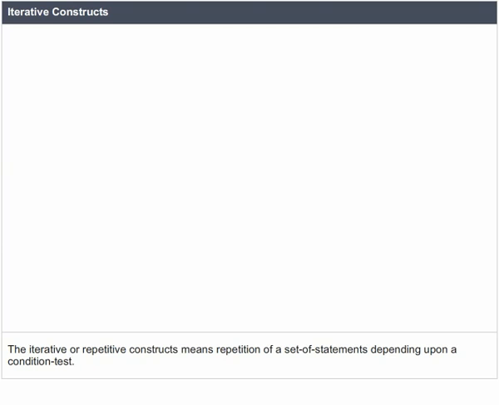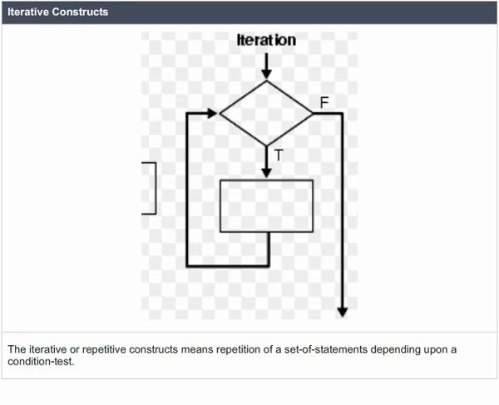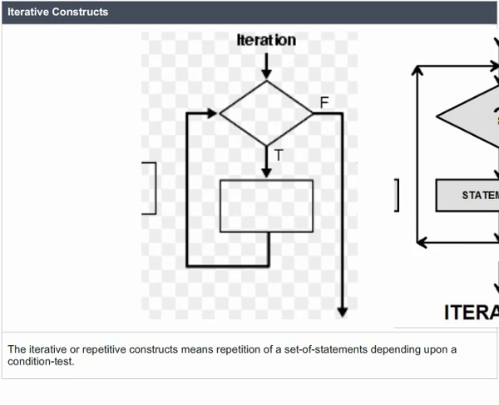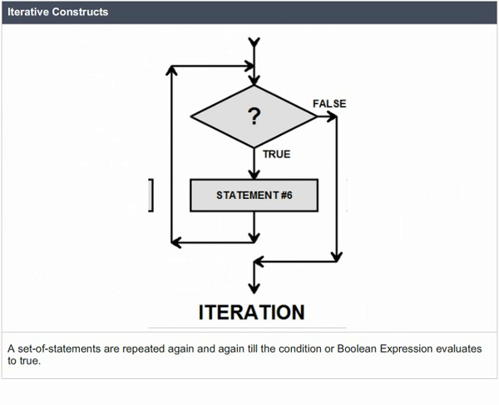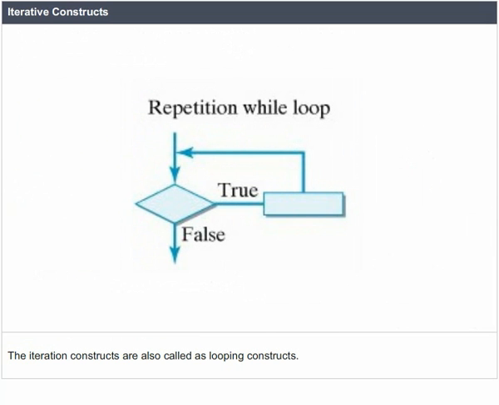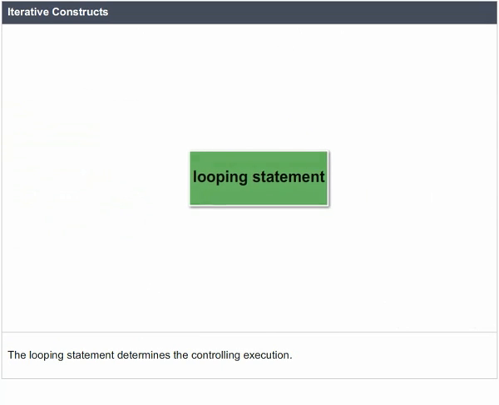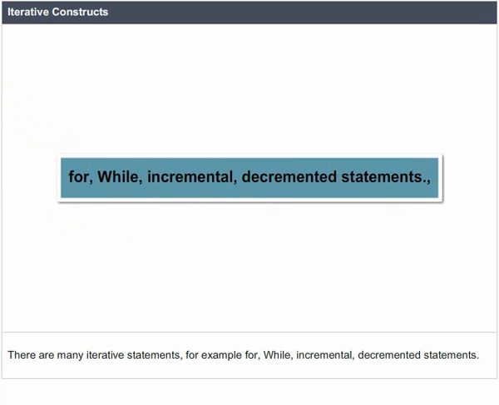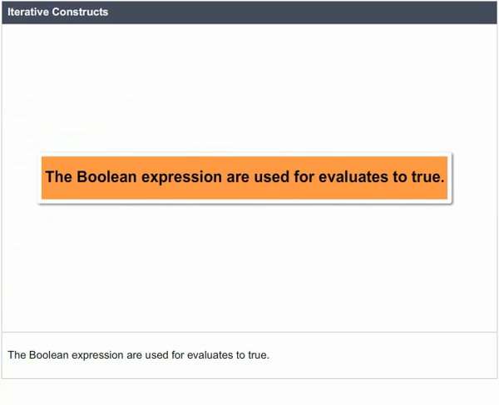Iterative construct. The iterative or repetitive construct means repetition of a set of statements depending upon a condition test. A set of statements are repeated again and again till the condition or Boolean expression evaluates to true. The iteration constructs are also called looping constructs. The looping statement determines the controlling execution. There are many iterative statements, for example, for, while, incremental, decremental statements. The Boolean expressions are used for evaluating true.